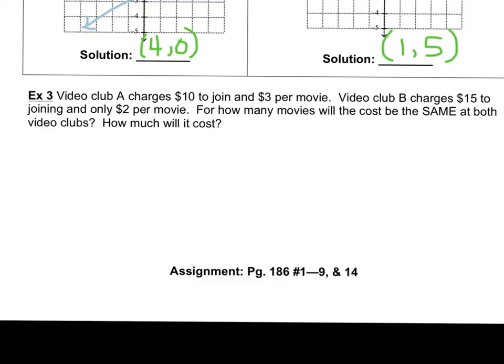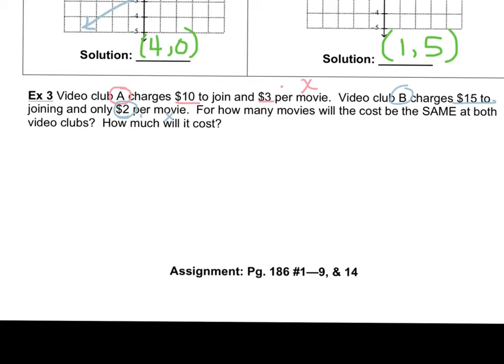For the last question, we need to write our own system. So we have Video Club A. They're charging you $10 to join. Sounds like that's a one-time fee. And $3 per movie. When we see the word per, we should write a times, and I'll use x for movies. Video Club B charges $15 to join, so that's a little more expensive, but their movies are cheaper. It's only $2 per movie, so 2 times x.